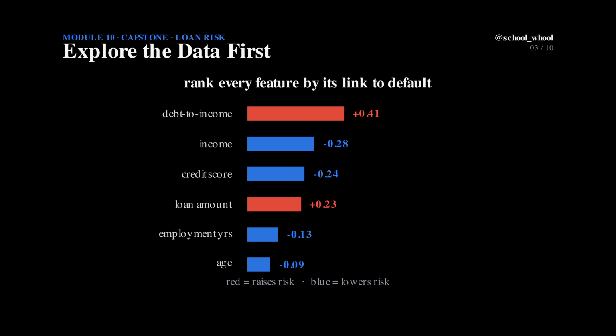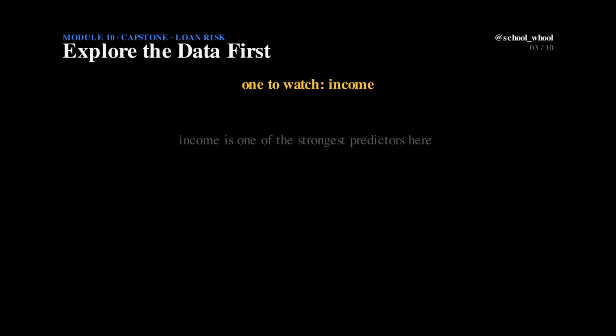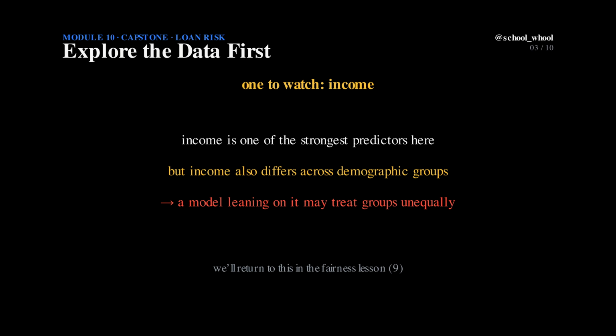One feature deserves a flag. Income is among the strongest predictors here. But income also differs systematically across demographic groups. A model that leans hard on income may end up treating those groups unequally, even without ever seeing the group label. Remember this, we'll confront it head-on in the fairness lesson.